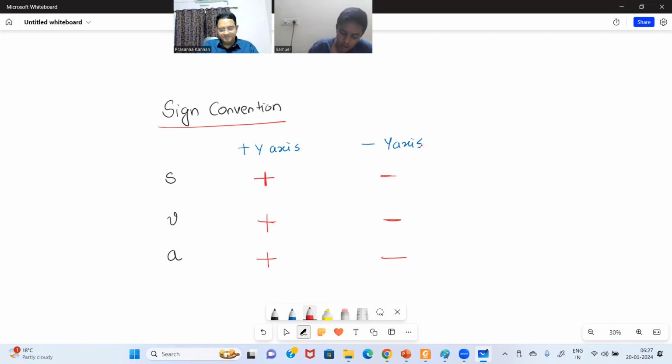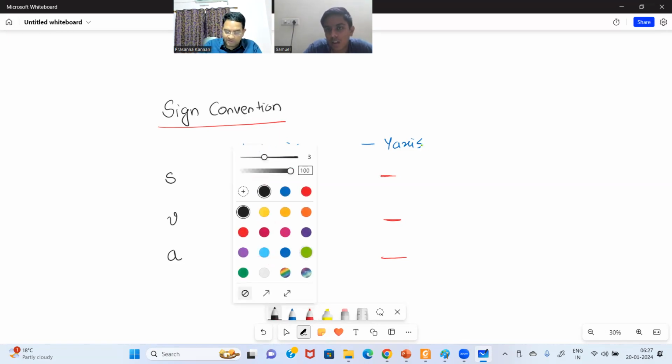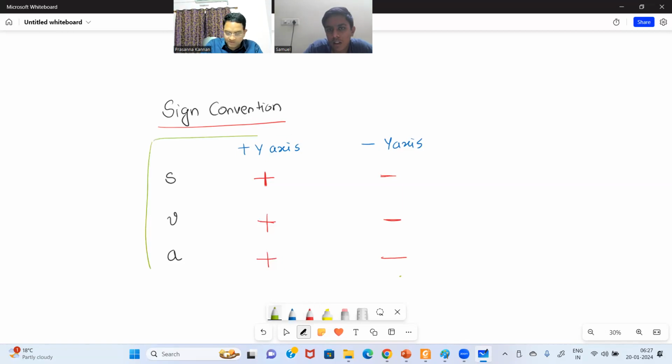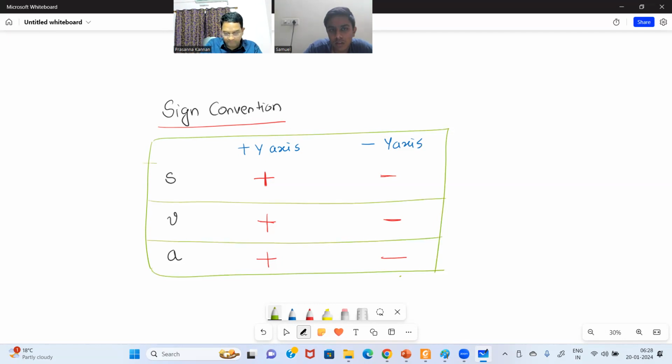Similarly, it could be the positive x-axis also. Object moving to the right, you will take displacement as positive. Object moving to the left, you will take displacement as negative. If any physical quantity is acting towards the right, you take it as positive. Any physical quantity acting towards the left or negative x-axis, you take it as negative. Simple sign convention, but students miss it out, especially when it involves acceleration due to gravity.